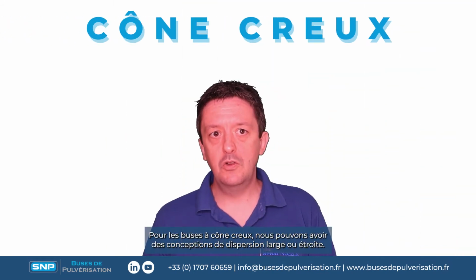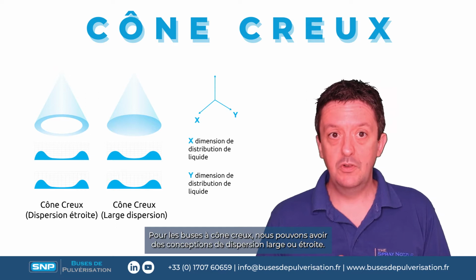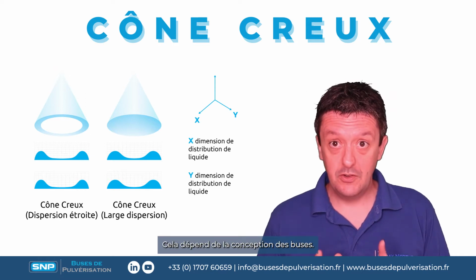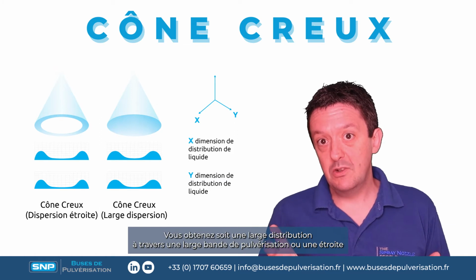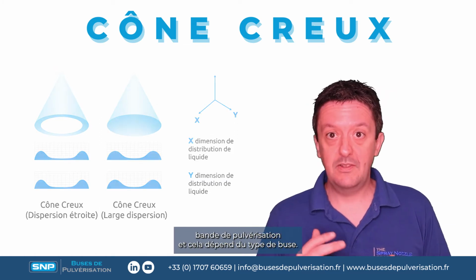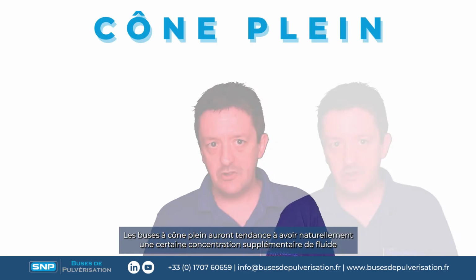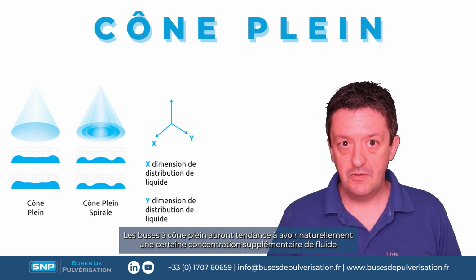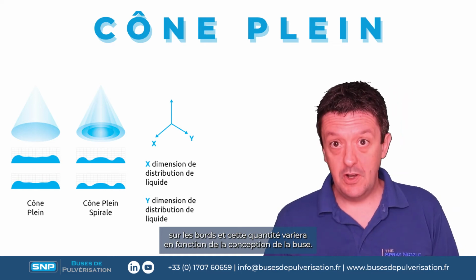So for hollow cone nozzles, we can have either wide or narrow dispersal designs. And this depends on the design of the nozzle. So you get either wide distribution to a wide band of spray or a narrow band of spray. And that depends on the nozzle type. Now, full cone nozzles will tend to have naturally some additional concentration of fluid at the edges, and this amount will vary depending on the design of the nozzle.